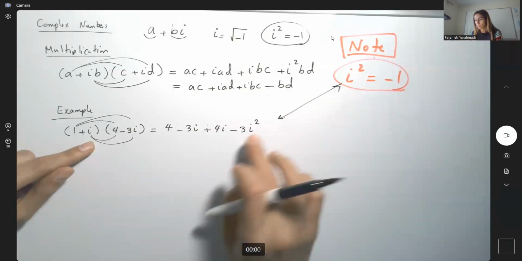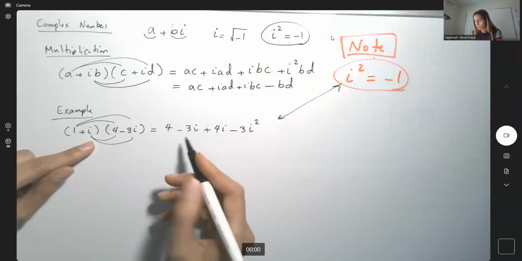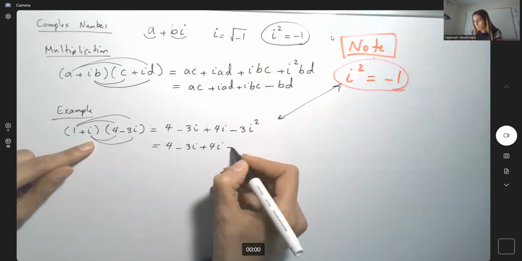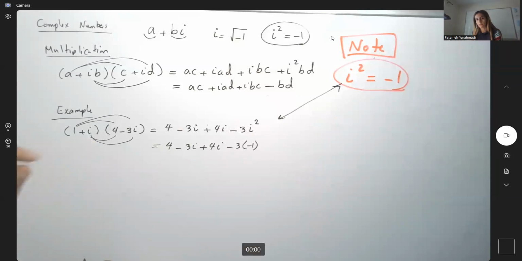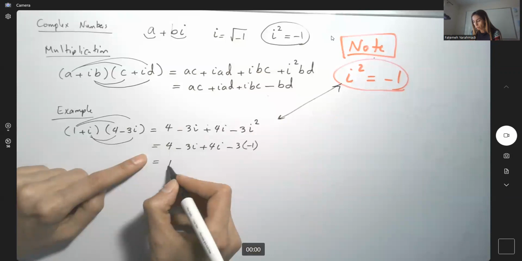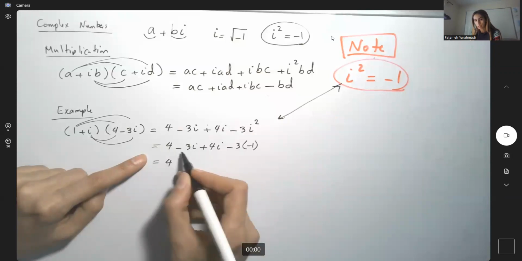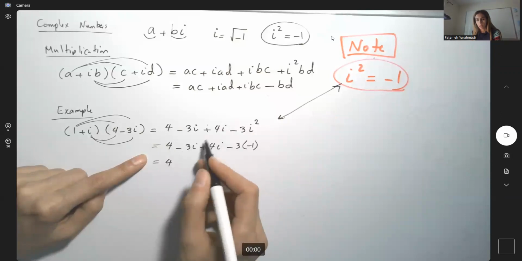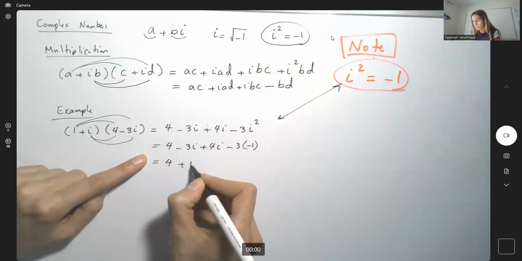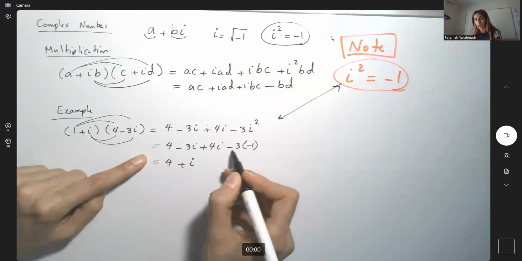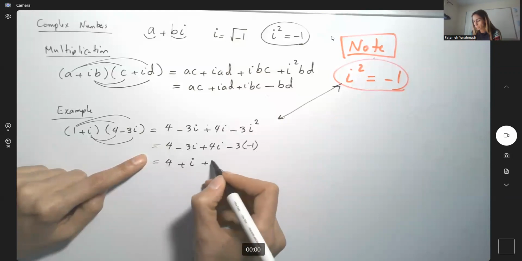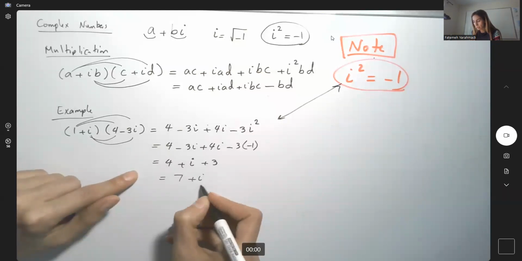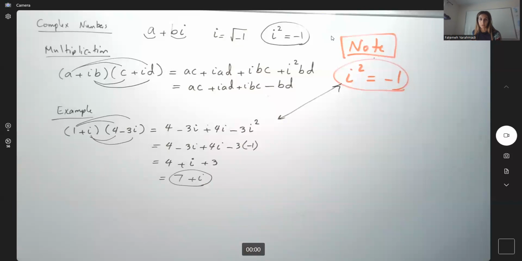Wherever you see I squared, we're going to switch that with -1. So this guy becomes 4 minus 3I plus 4I minus 3 times -1. So you have 4. Adding these two, this is -3I plus 4I, -3 apples plus 4 apples becomes 1 apple. And here you have -3 times -1, positive 3. 3 plus 4 is 7. 7 plus I is the answer.